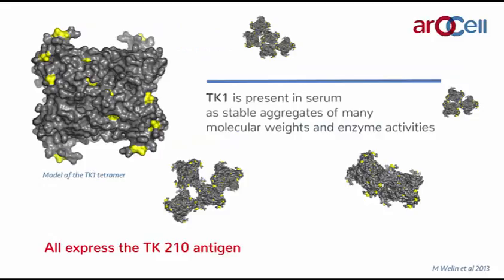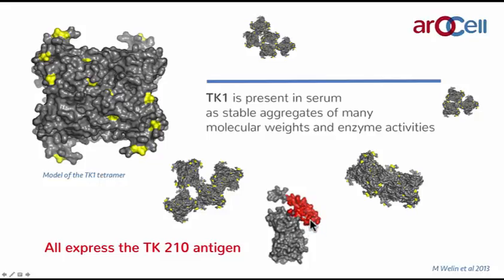So here is a model of TK1 in the cells with 4 units. And in the blood then, it's large stable aggregates of many of these tetramers, in different forms. Some of them are active and some of them are much less active, but they all express the TK antigen. This is the antigen here in red to which the antibodies react that we have utilized in the assay.